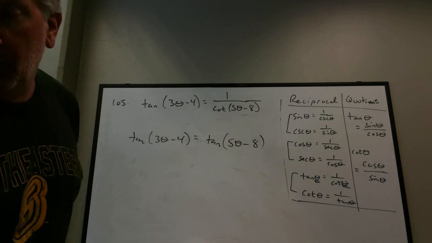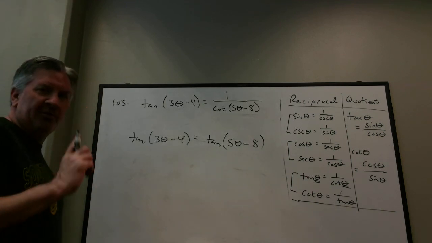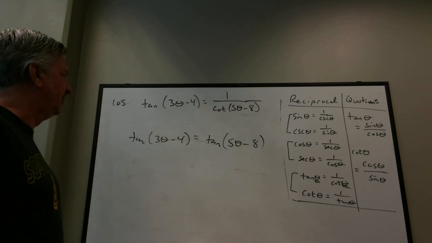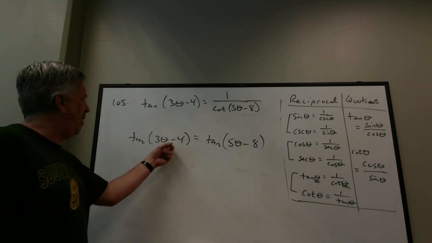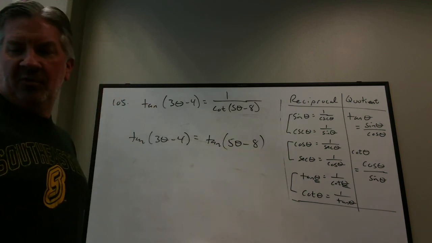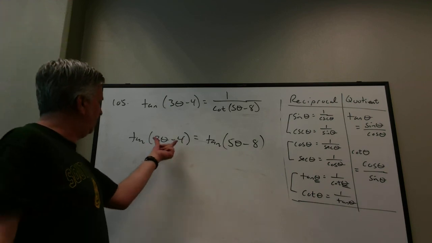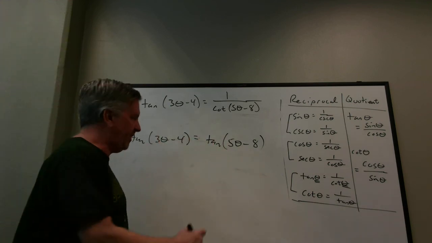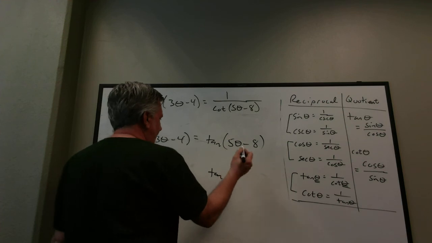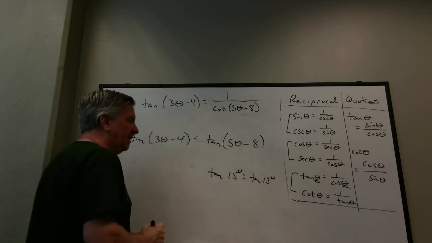Okay, so how can we solve this? Remember, it said find one solution. It didn't say find all of them. When could tan of one angle be tan of another? Right? When could tangent of one angle be tangent of another? One situation where that could be true is if this angle and this angle were the same. Wouldn't tan of, I'm just making something up, tan of 15 degrees be tan of 15 degrees?